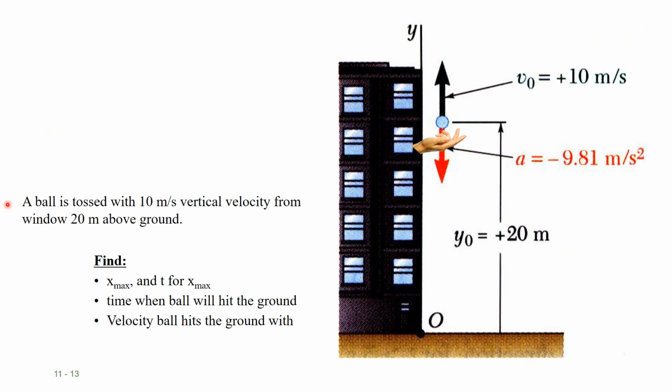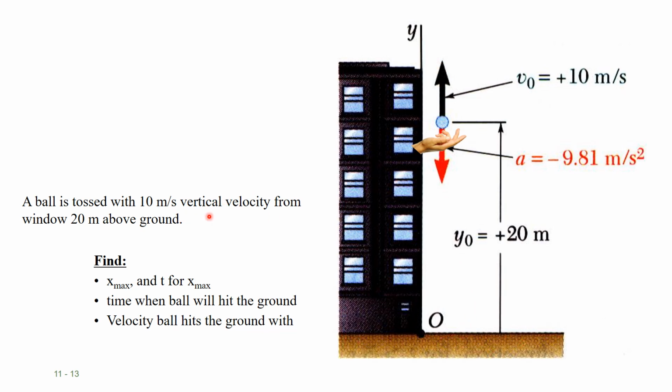Here's a constant acceleration example. What we have is a ball that's being tossed out of a window of a building. The window is 20 meters up, leaning out the window, and we're going to toss the ball up in the air, and the initial velocity of that ball is 10 meters per second straight up. We're going to toss it up. It's going to slow down to a stop because of gravity, and then it's going to fall back down to the ground and hit the ground.